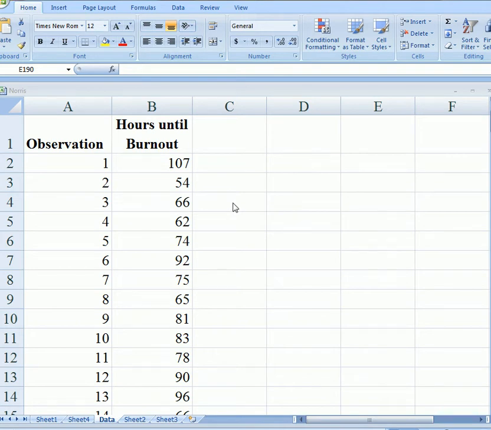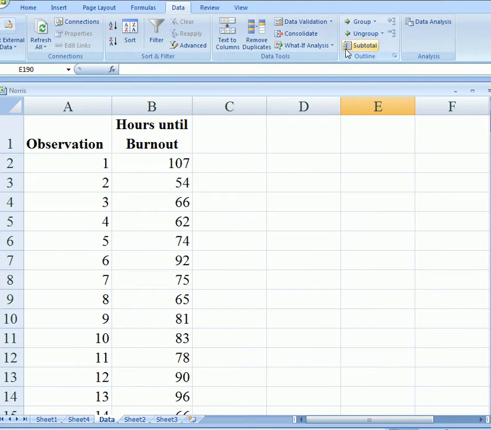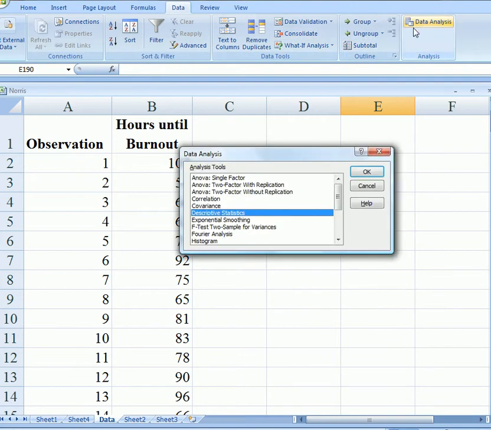There are a total of 200 observations. First of all, we are going to use Excel's descriptive statistics, summary statistics tool. Go to Data, and then Data Analysis. Under Descriptive Statistics, click OK.